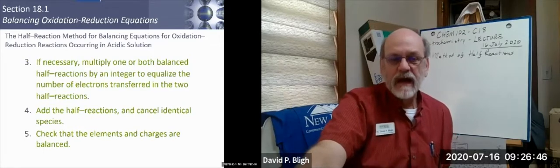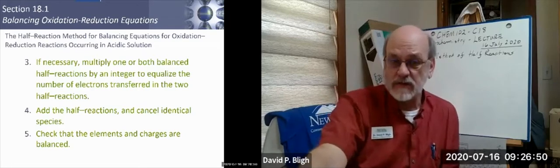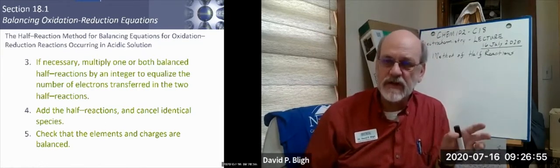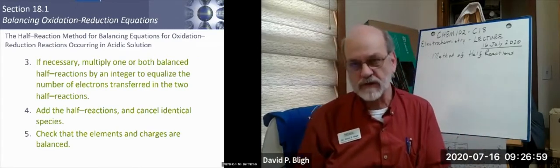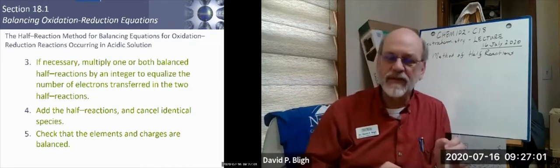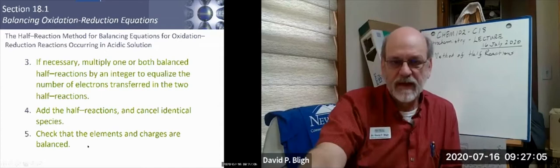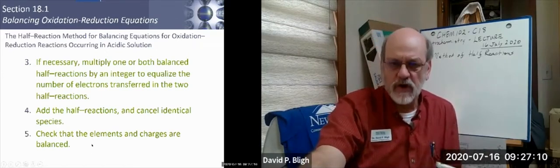Okay? If necessary, before you can combine the equations, you have to be sure that you've got the same number of electrons in the oxidation equation as you do in the reduction equation. Because when you combine them, the electrons have to cancel. And then you can go back and do a check to be sure that all the elements and charges are balanced.